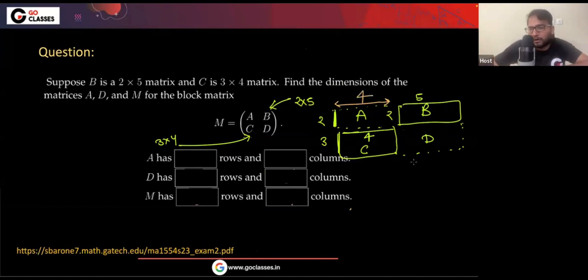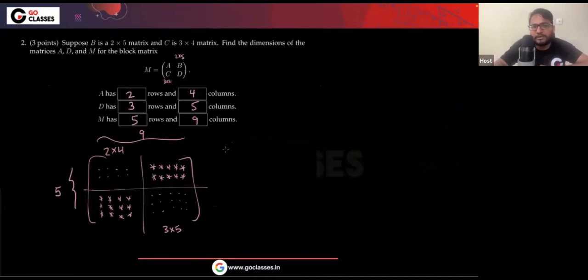And what about the dimension of D? I think this must be 5 only. This must be 3, right? This must be 3. So what is the dimension of A? It is 4 cross 5. Sorry, 2 cross 4. It is 2 cross 4. What is the dimension of D? It is 3 rows and 5 columns. What is the dimension of M completely? This is 5 rows and 9 columns. Okay, so 2, 4, 3, 5, 5, 9. This is the answer, right?